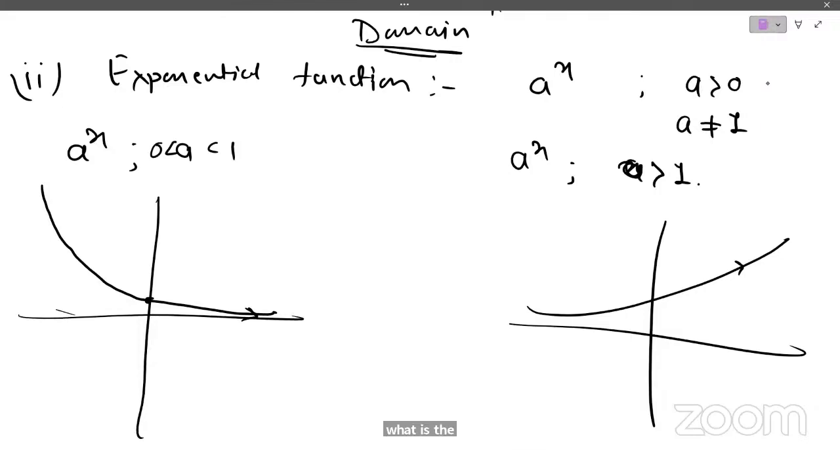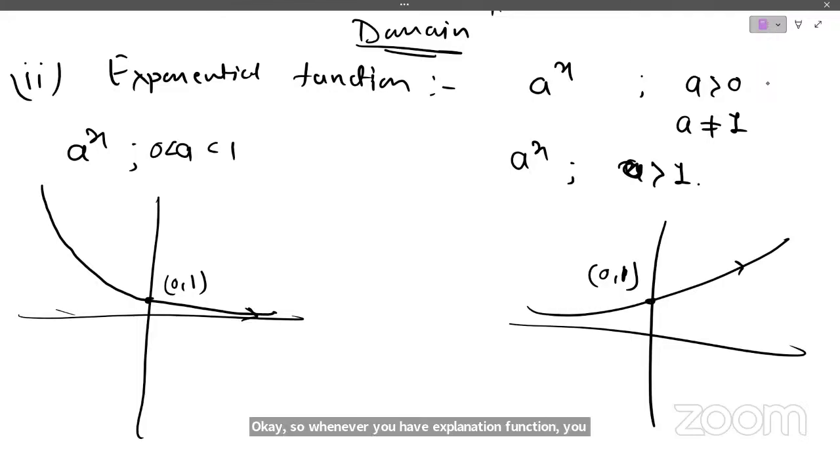Similarly, the y-intercept in this case is (0, 1), right? So whenever you have an exponential function, you know that the graph of an exponential function will look like this.